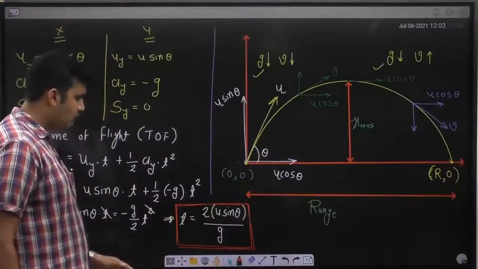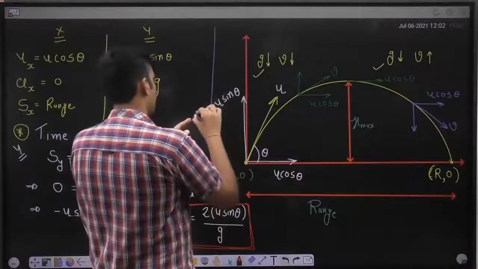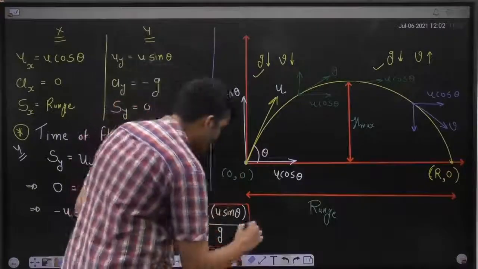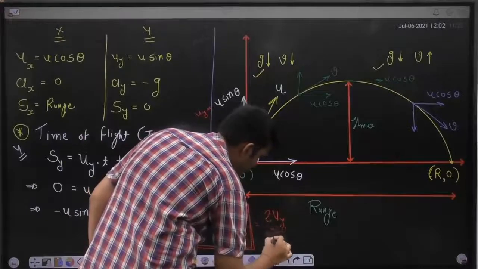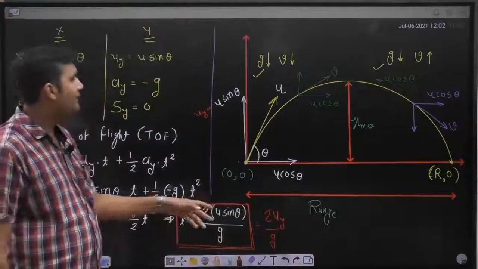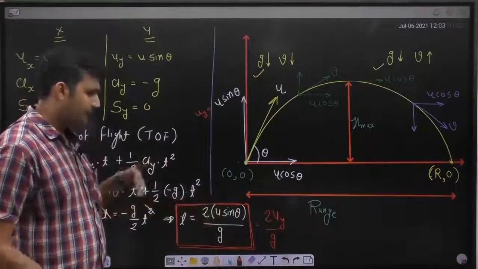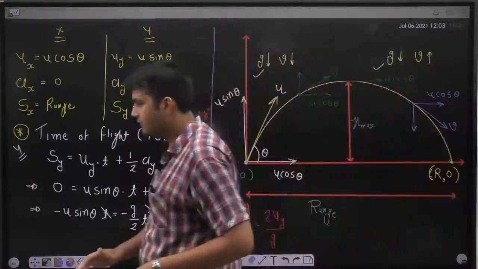All clear? u sin theta is nothing but this y component. If you see, this is your y component, u y, that is u sin theta. So either you can write in this fashion also, you will remember easily, 2 u y by g, or you can write 2 u y by g. 2 u y means the y component of velocity, whatever it may be, 2 u y over g. Yes or no?